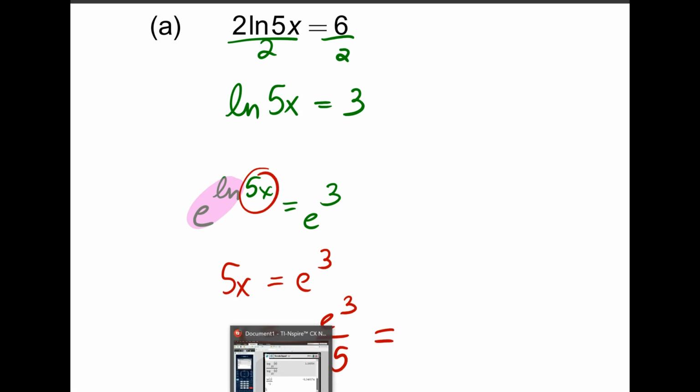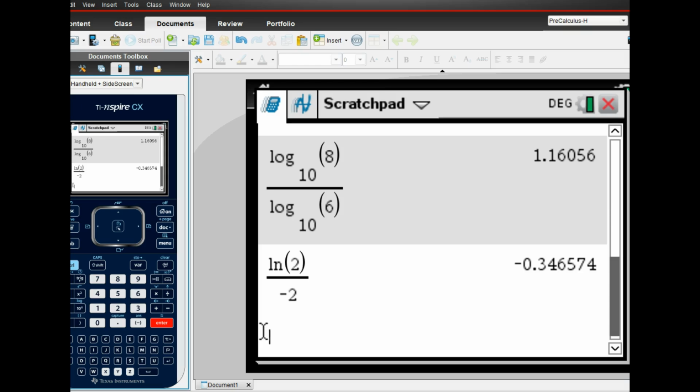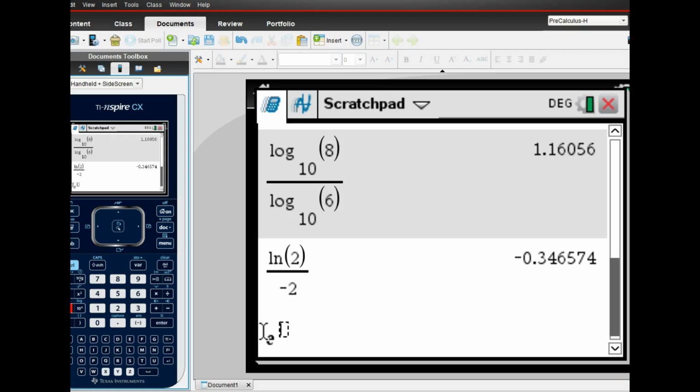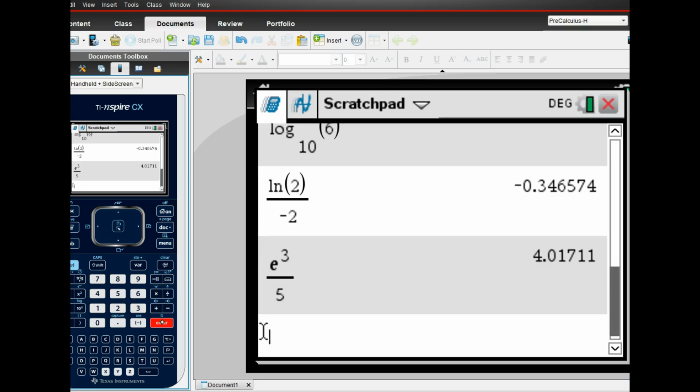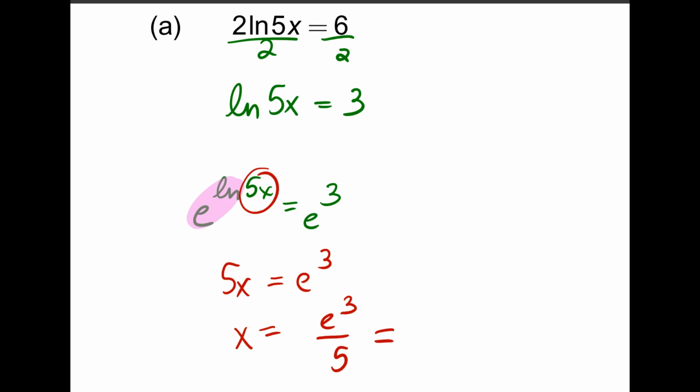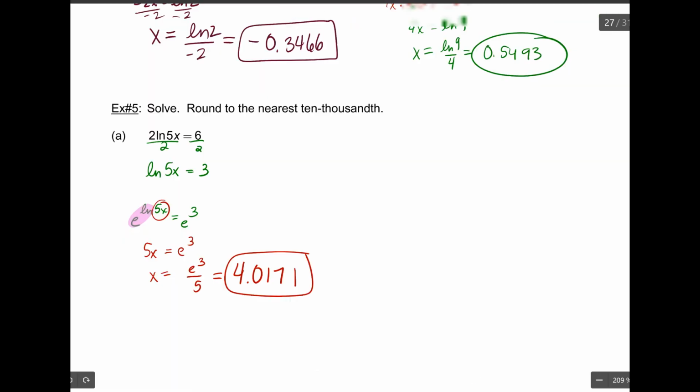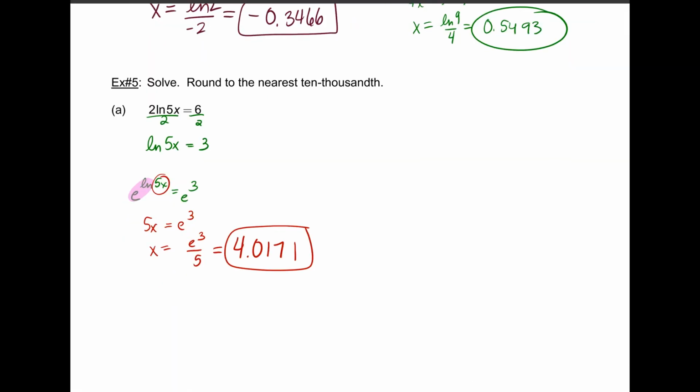Do you guys know where your e button is on your calculator? If you do, you see where it says e to the x, just push that. It's the very left side, halfway down. I put 3 in as my power, and then I move over a side and divide by 5. Let's see what I get. 4.01711. Rounding to the nearest ten-thousandth, 4.0171. That's it. It's clearly going to take some practice.